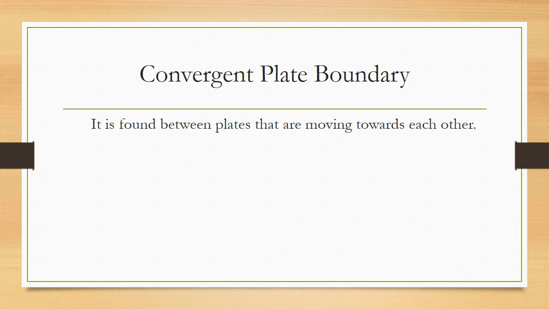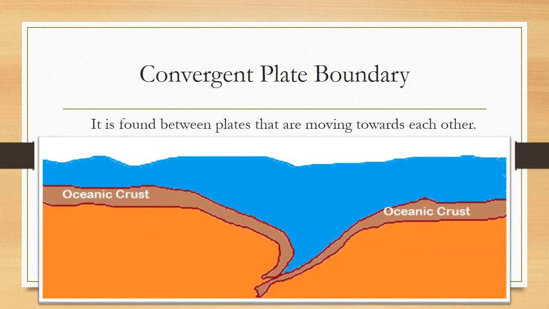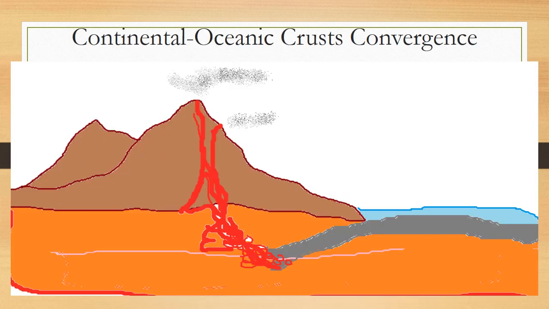Remember that a convergent plate boundary is found between plates that are moving towards each other. And also bear in mind that a plate can be characterized as oceanic or continental. So we have different types of convergence. It can be a convergence of continental and oceanic crust, a convergence of two oceanic crusts, or a convergence between two continental crusts.